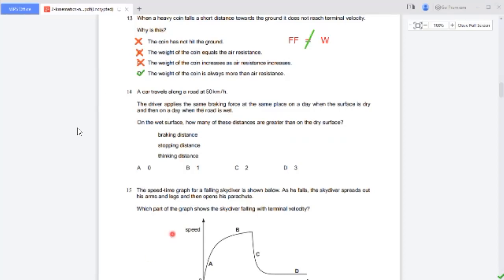So it asks which of these distances are greater on a wet surface than on a dry surface. Thinking distance is related with your approach, your mental approach. It has no link with the ground, so it's wrong. Stopping distance, braking distance, only friction affects braking distance.